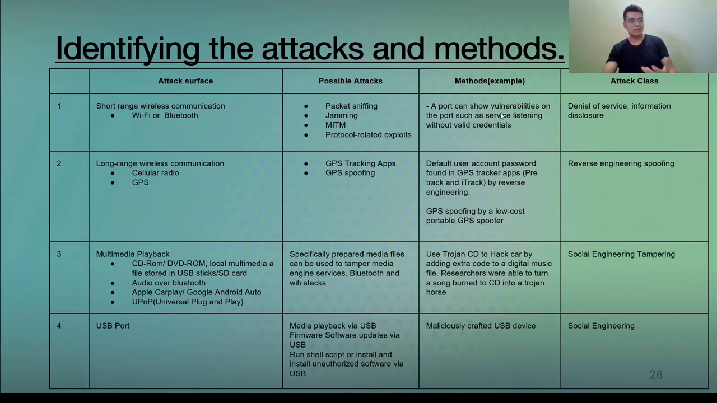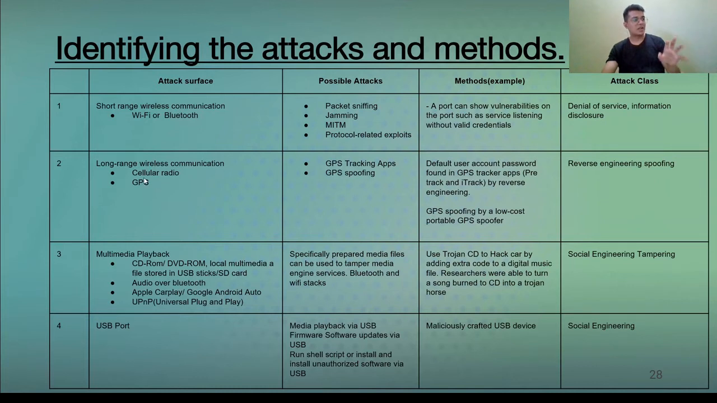I will scan all the ports, and I find that there is a port which has a vulnerability, such as a service listening without a valid credential. This could be a possible open port which could be compromised and used for these attacks. What kind of attack class is it? It could be a denial of service attack or an information disclosure attack. Using this attack, the attacker could do the denial of service, so any service which needs to be performed will not be happening, or some information which should not be disclosed is sniffed and disclosed. This could be a possible attack class.